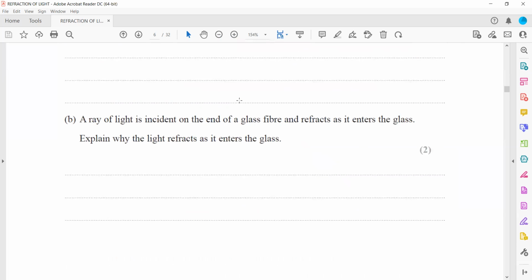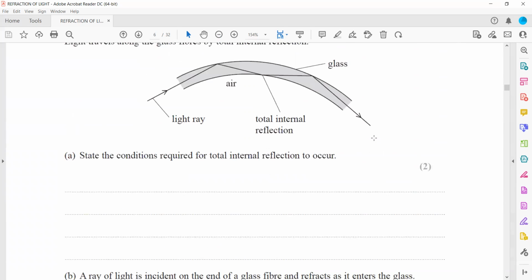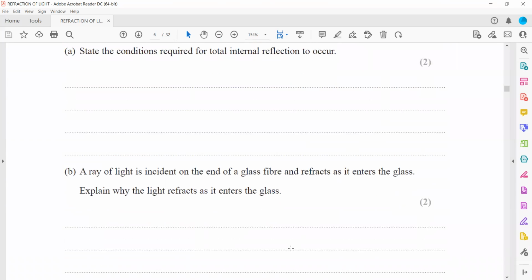A ray of light is incident at the end of a glass fiber and refracted as it enters. Explain why the light refracted as it entered the glass. So what is the reason for that? Refraction means the property of a wave to change speed when traveling from one medium to another. So why does the light slow down as it enters? Because the refractive index of glass is more than air. Glass has a higher density as compared to air, and that is the reason the light is refracted.